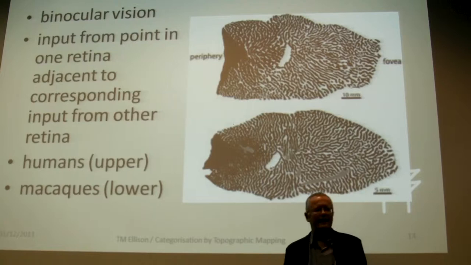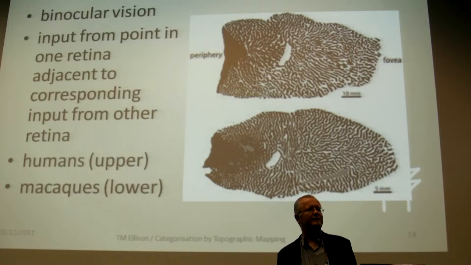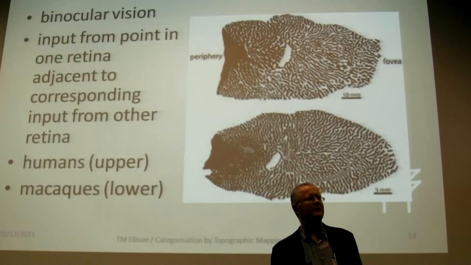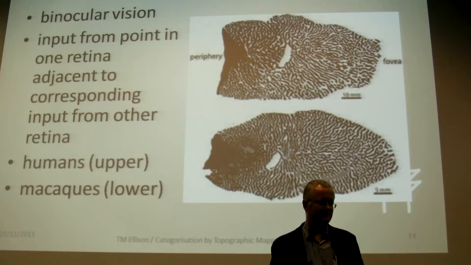And the dark lines you see there are where input has come into neurons in that part of the cortex from one eye, and the white between the lines is where the input comes from the other eye. And so you can see that input from one eye and the other eye is interleaved in a really fine way. And the reason for that is just to have correlated inputs being dealt with close together in the cortex.